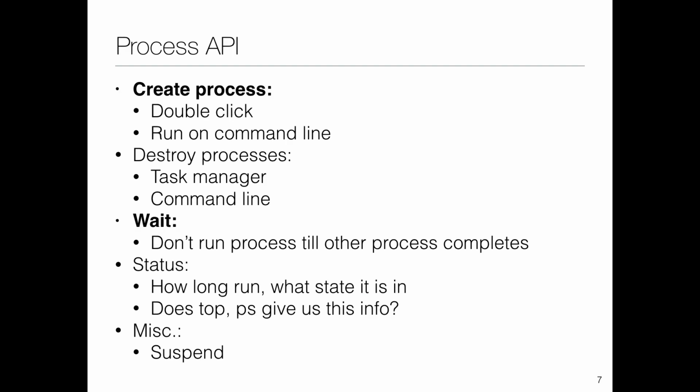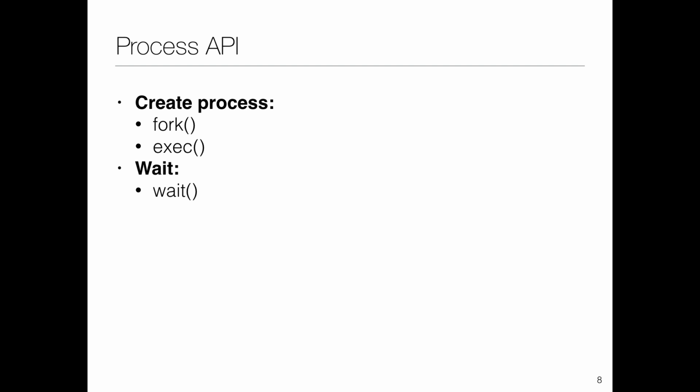Okay, so last time when we were talking about the process API, we discussed that we need to be able to create processes. We need to be able to destroy processes. We have to wait for some time, as some process might need to wait till another process has completed. We require status to know how long a process has run, and some miscellaneous other APIs. So in this class, we'll be discussing creation of processes using two system calls, fork and exec, and we'll look at how we can wait for a different process using the wait system call.